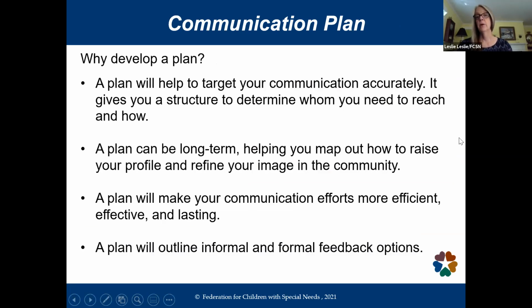So I think SEPACs might want to think about developing some type of a communication plan. It's really targeting your communication to reach the audience that you want to reach. It also gives you a structure, how often, what types of communication will happen. It can be short-term, long-term. If you're doing something long-term, it's really understanding how you're going to raise your profile within the community. And I think that's a problem for a lot of SEPACs, in that people don't know about them or don't know how to connect with them.